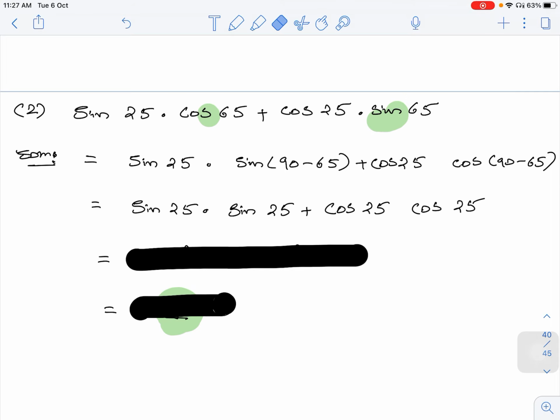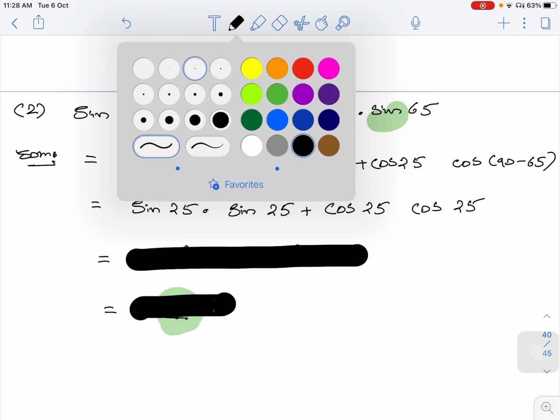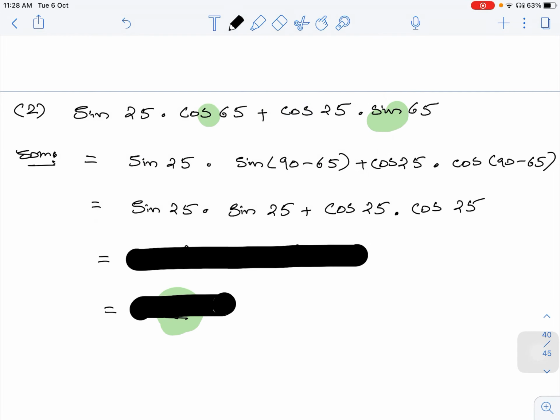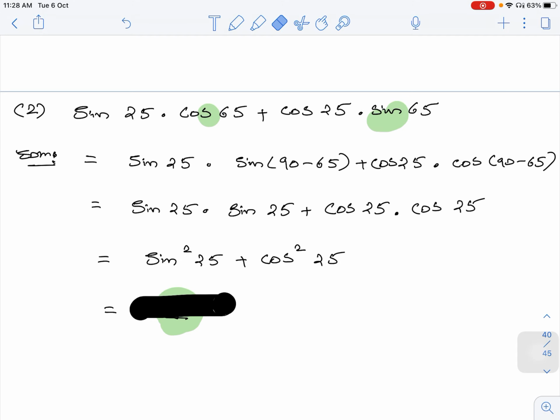Here it is not plus, it is into. Now it can be seen that we have sine 25 into sine 25. Sine into sine will become sine square. Similarly, this cos 25 into cos 25 will become cos square. So in the next step we get sine square 25. Remember, we cannot find the square of the angle. It will be as it is, only these ratios will multiply with each other. Here we have cos 25 into cos 25, so it will become cos square 25.